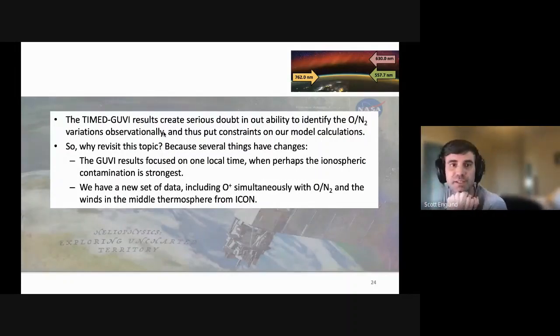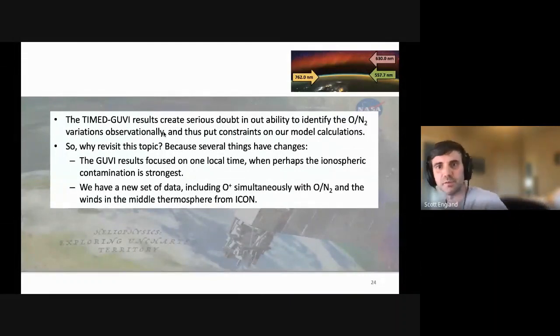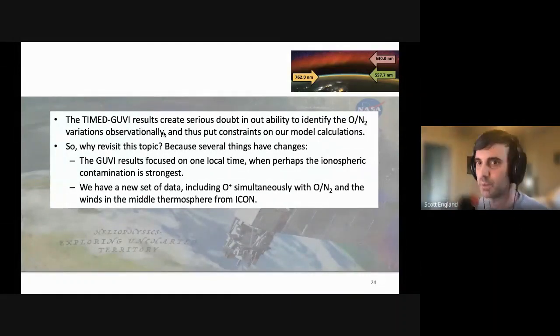And I want to revisit that today. I know I spent a long time introducing it, but that's because I'm revisiting this problem. And I want to come back to it with the ICON data for a couple of reasons. So one is I think we may have picked an unfavorable local time when we were looking at the GUVI data.